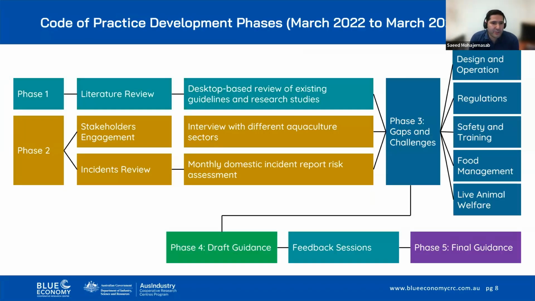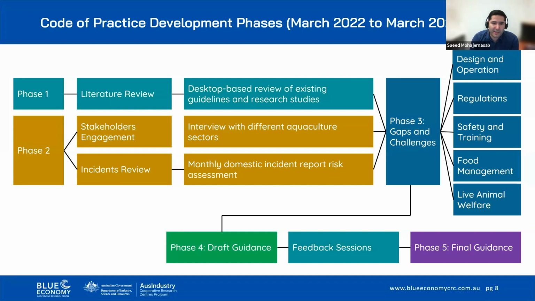So this project consists of 5 different phases. The project began in March 2022 and is set to finish in March 2024, spanning 2 years. We started with phase 1, which was the literature review, and involved a desktop-based review of existing guidelines and research studies around the aquaculture vessels.